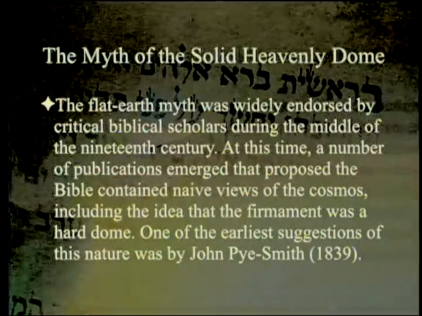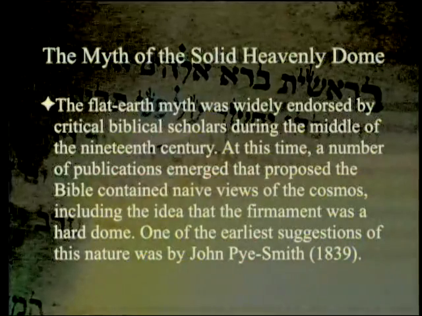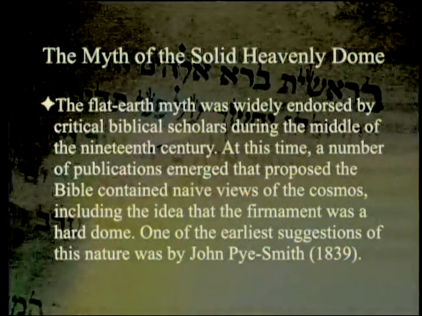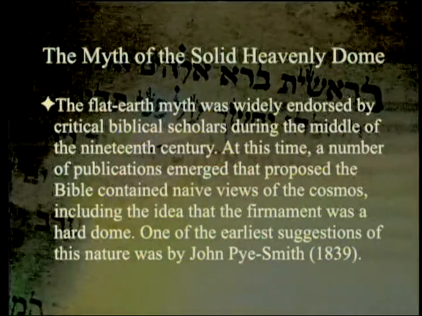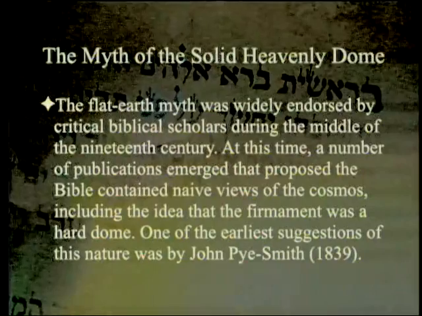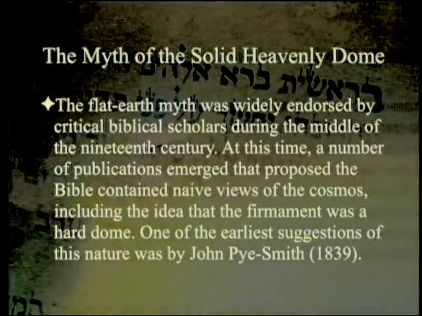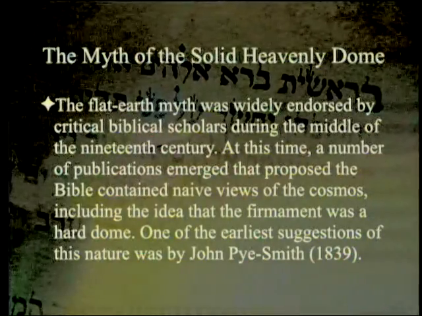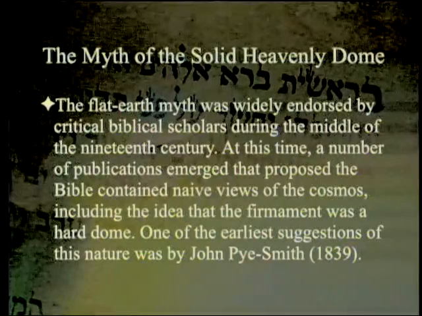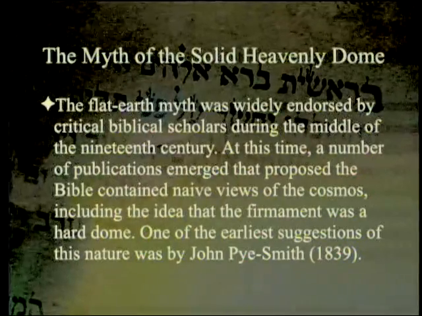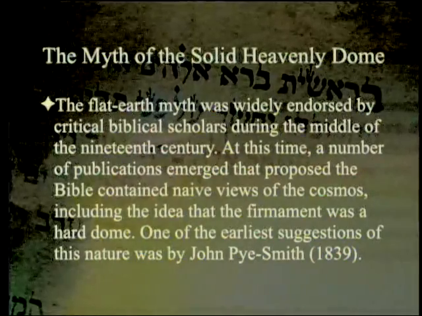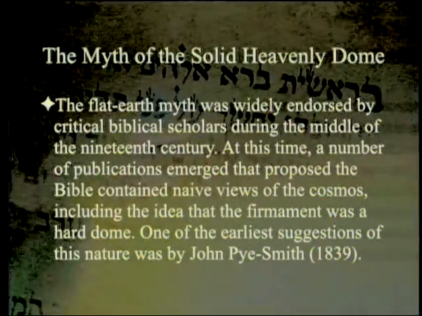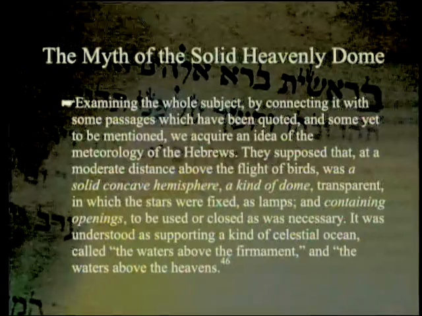The flat earth myth was widely endorsed by critical biblical scholars during the middle of the 19th century, so it became the received wisdom. At this time, a number of publications emerged that proposed the Bible contained naive views of the cosmos, including the idea that the earth was a firmament, the idea that the firmament was a hard dome. One of the earliest suggestions of this nature was by John Pye Smith in 1839.